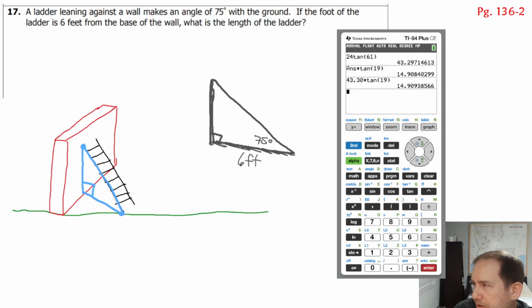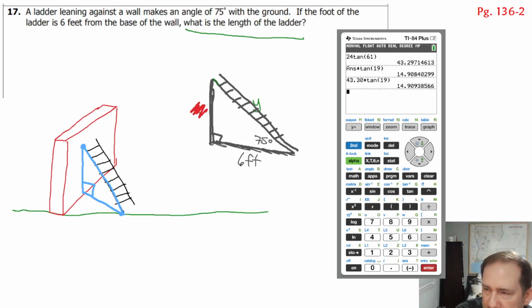So the question is, do they want me to figure out how far up the wall the ladder reaches? We could call that x. Maybe they want that. Or do they just want us to figure out this hypotenuse? They're saying, what's the length of the ladder? Well, remember, this thing's the ladder, the thing I marked as y. So it's definitely our job to solve for this hypotenuse, because that's the actual length of the ladder. So when we're doing this problem, we are going to ignore x.